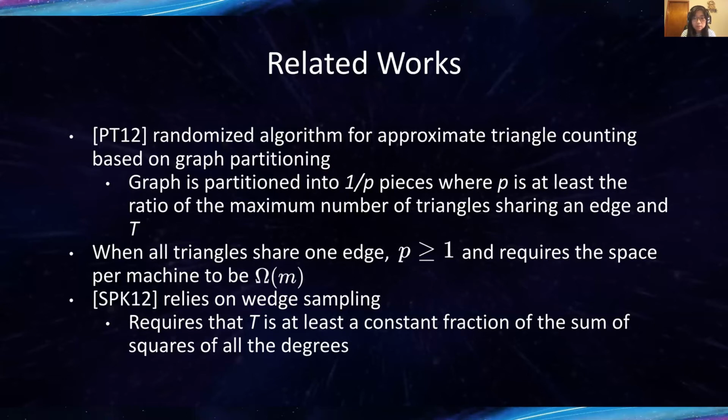We design an algorithm that has essentially optimal total space O of m, space per machine O of n, and round complexity O of 1, while at least quadratically improving the requirement on t in the approximation case.